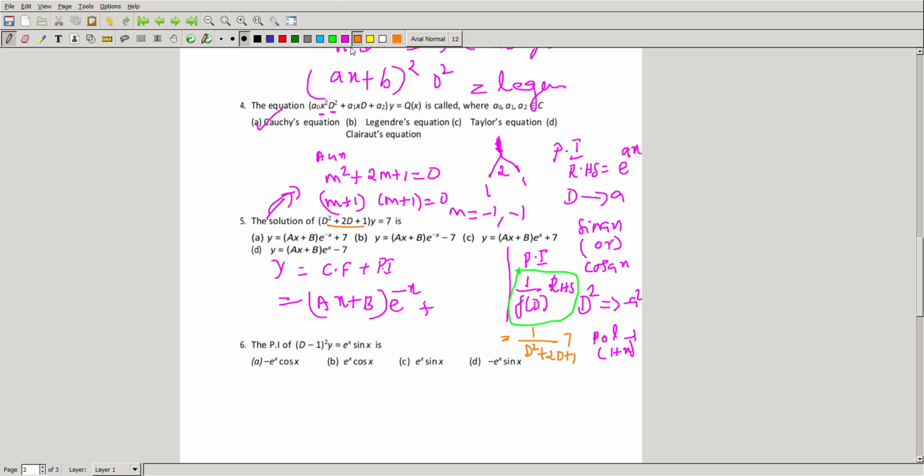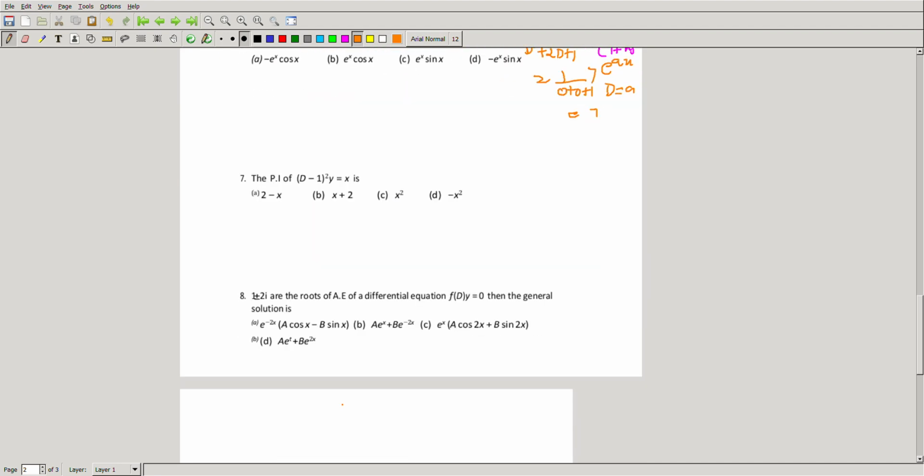Nothing is there, which means I can write e power 0x. Anything to the power 0 is 1, so 1 into 7 you will get 7. It is the format of the e power ax model, so D should be replaced by a, that is 0. So 1 by (0 plus 0 plus 1) into 7, so 7 by 1 is 7. Therefore the PI is 7. So the answer is A: y is equal to (ax plus b) e power minus x plus 7. Okay, this one we'll check later.